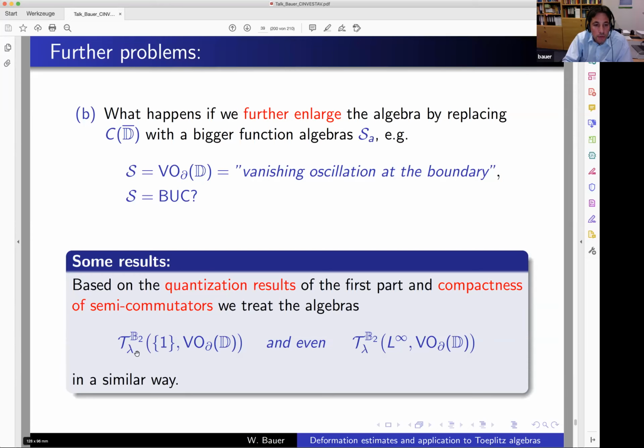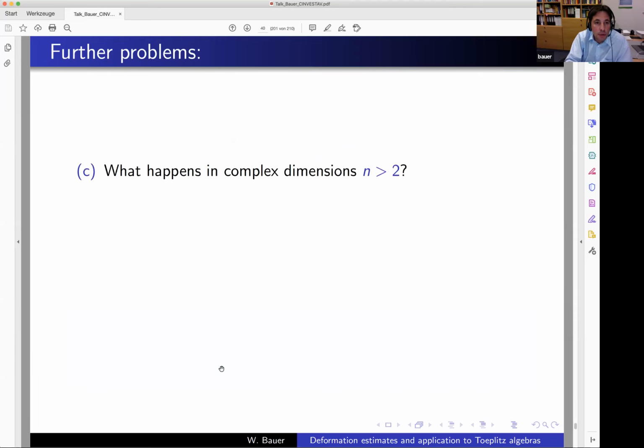study the corresponding C-star algebra of this type here, and even the C-star algebra T lambda B, where we take the first symbol set to be L infinity, and then the other one to be VO-delta, so vanishing oscillation at the boundary of the unit disk. In a similar way, things become more complicated at each step. The algebras become larger, but there's a lot of interesting mathematics behind.